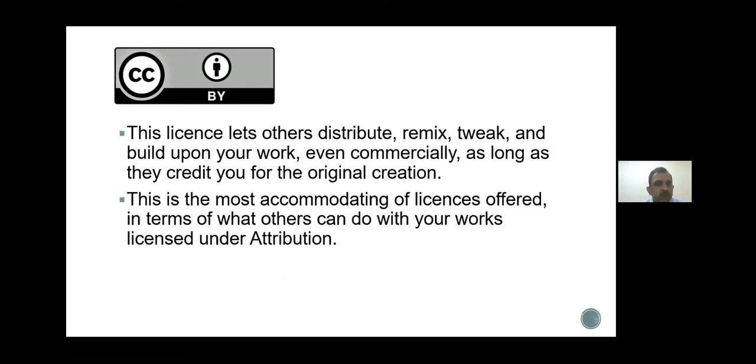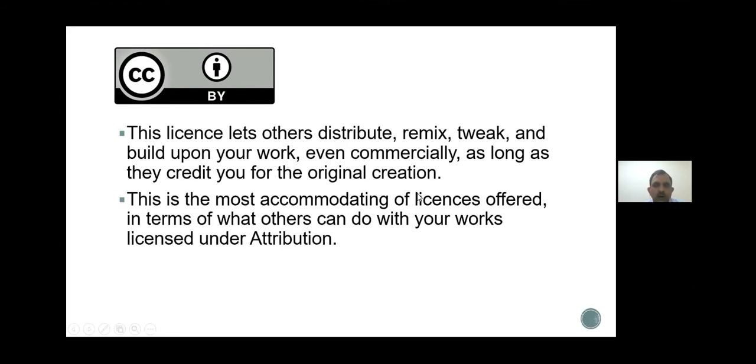Let us try to understand how this symbol works. If the symbol CC BY is attached to any material, only these two symbols, it means that this material can be used for teaching and learning. It can be copied, published, and distributed. You can add to it, you can remove something from it, so you can tweak it and remix it. If there are two or three resources with a CC BY license, you can mix them. The only thing is that BY means attribution: you can do anything, but you have to give credit to the original creator.